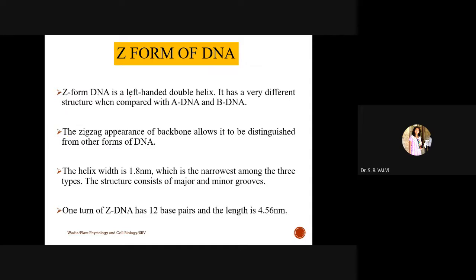Now the next and last, the third form of DNA, is Z form of DNA. In my very first slide I explained that this is a left-handed double helix structure. The first two are right-handed; now this third one is left-handed DNA. It has a very different structure when compared with A and B DNA. So how is it different from A and B? It has a zigzag appearance of the backbone, which allows it to be distinguished from other forms of DNA. As I have explained, a zigzag appearance of the backbone.